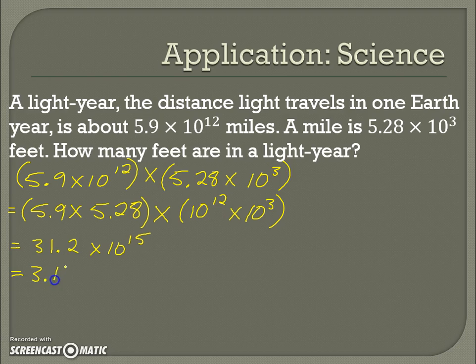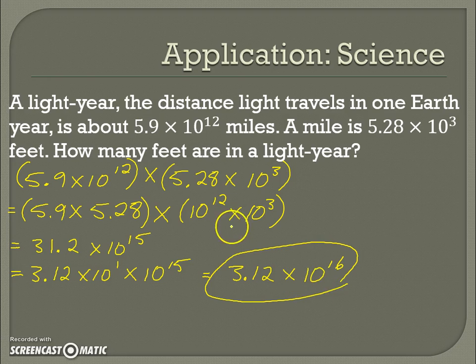So that's going to be 3.12 times 10 to the first times 10 to the 15th, and then simplify all the way down, and I get 3.12 times 10 to the 16th. All right, so that's just what we did before, except this time you're pulling it out of a word problem. So that shouldn't be too bad.